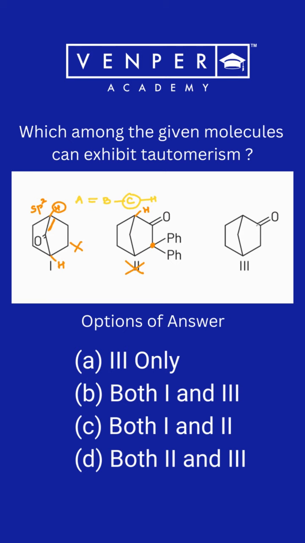And in the third case we can see only one alpha hydrogen is there. That hydrogen will not be able to oscillate because this bridging carbon will not be able to attain sp2 hybridization. But in this case we have two alpha hydrogens. This hydrogen can oscillate between oxygen and this carbon. So only 3 can exhibit tautomerism.